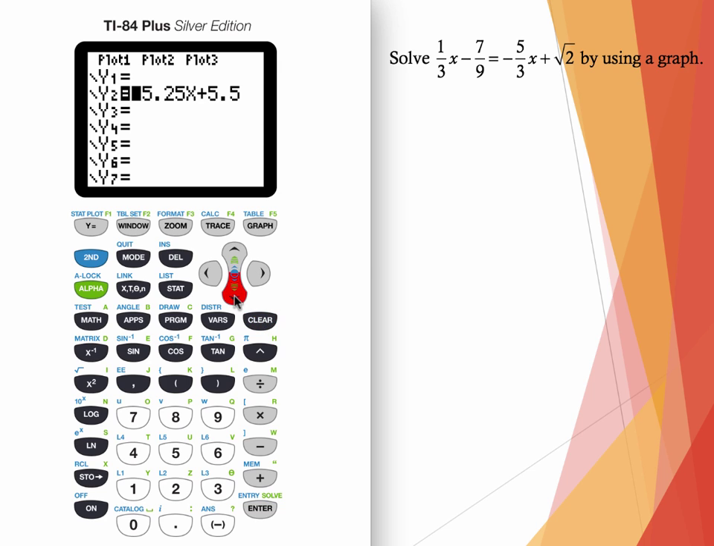When you're typing in fractions, you want to be sure to put your fractions in parentheses because these graphing calculators don't have a dedicated fraction button. So 1/3, I would type in exactly like this so that your calculator reads it as 1/3, not 1/3x with the x in the denominator.